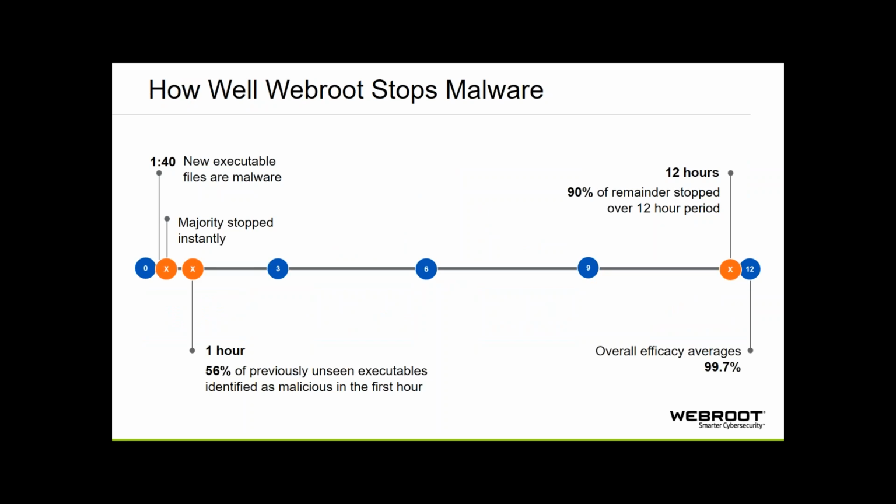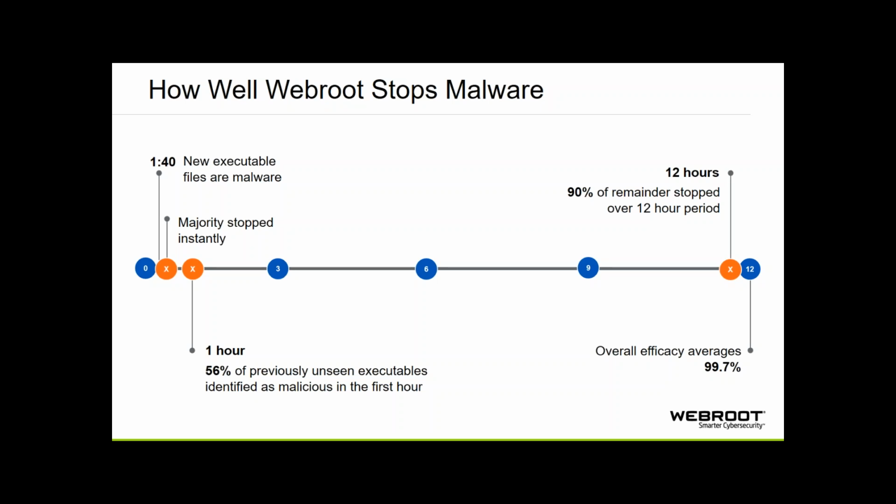I did say I was going to deal with how well we stop malware. This slide looks at all our data for 2016, so it gives you some idea of what went on. One in 40 of all new executable files we saw last year were malware, so that's about 2.5% if you want a percentage figure. The majority of those we would stop instantly, in other words, they would have what we call a zero dwell time. We would recognize that it was malware pretty much off the bat, and that's around 80% or so, maybe slightly higher.